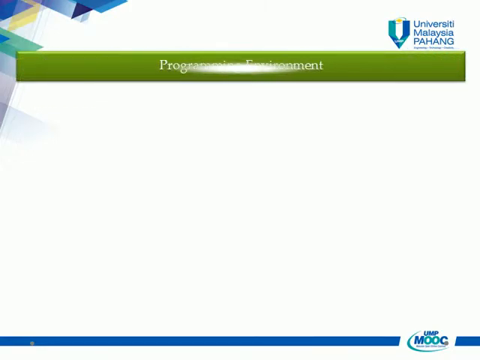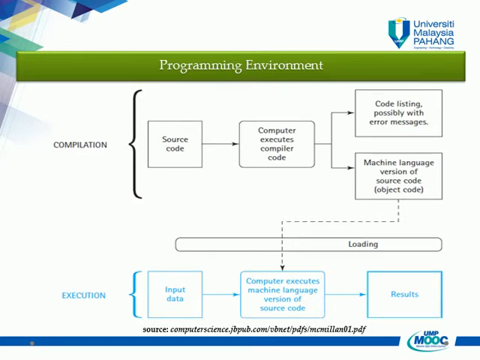Programming environment in C. There are two phases of program process in C. First, compilation, and second, execution. In compilation, source code that is written by a user will be executed by the computer. In the process of executing the compiler code, any possible error messages and the machine language version of the source code, or object code, are the output of this process.